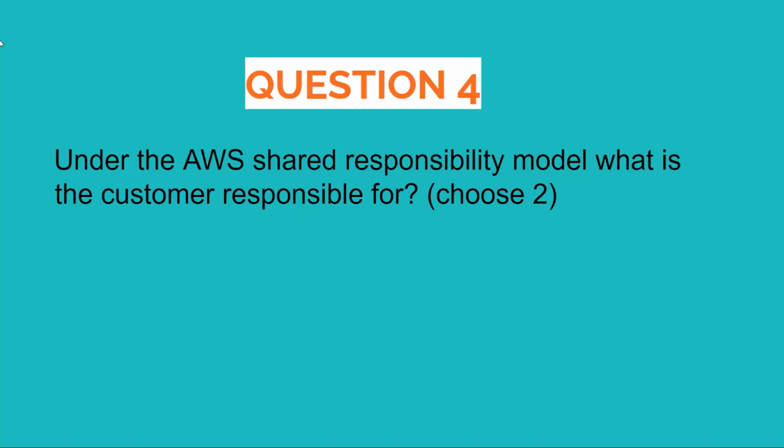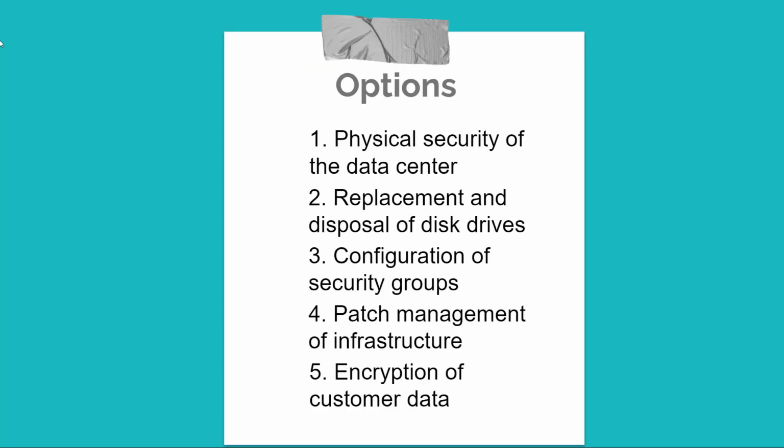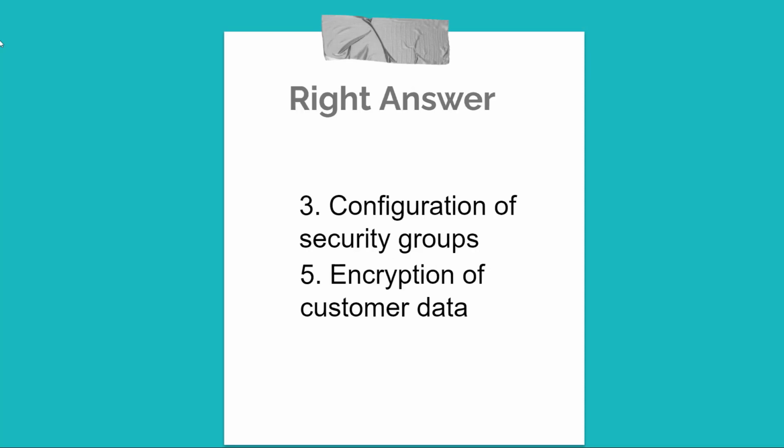Question: under the AWS shared responsibility model, what is the customer responsible for? Choose 2. Option 1. Physical security of the data center. 2. Replacement and disposal of disk drives. 3. Configuration of security groups. 4. Patch management of infrastructure. 5. Encryption of customer data. Right answer is 3. Configuration of security groups. 5. Encryption of customer data.